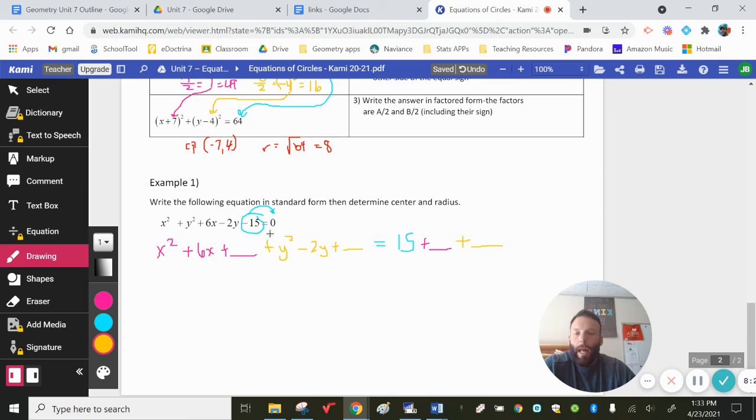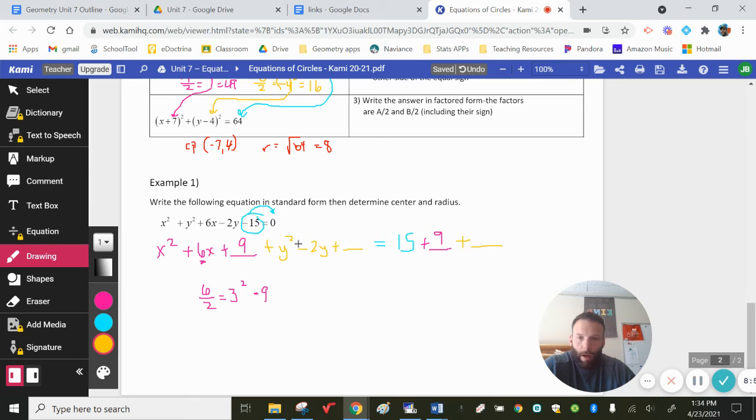Okay, so now let's figure out what it is I'm going to add. So I'm going to take this b term, the positive 6, and I'm going to divide that number by 2. That gives me a positive 3. And then I'm going to square 3 to get the number 9. So the 9 is the number that I'm going to add on both sides of the equal sign here to complete this trinomial.